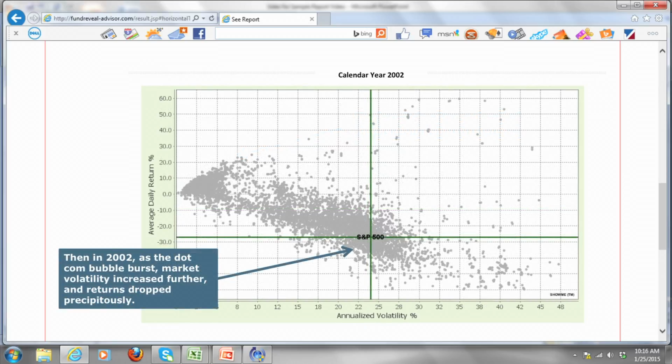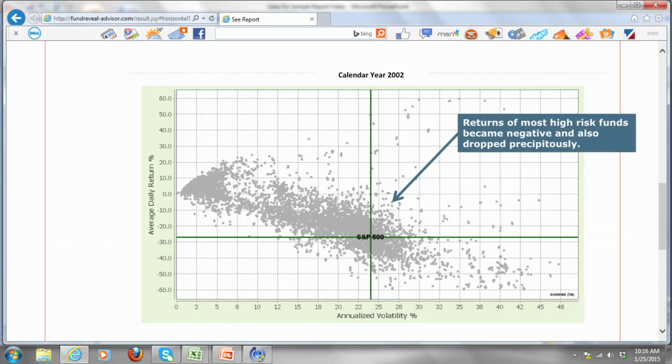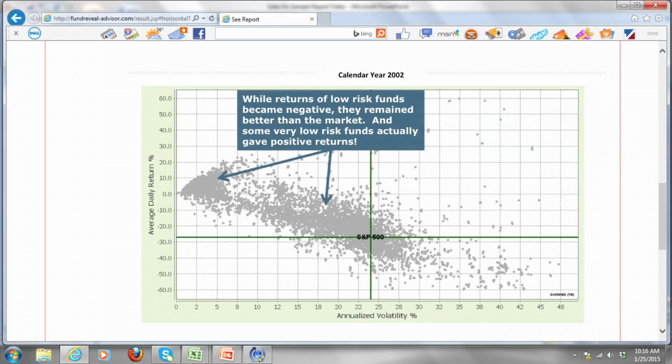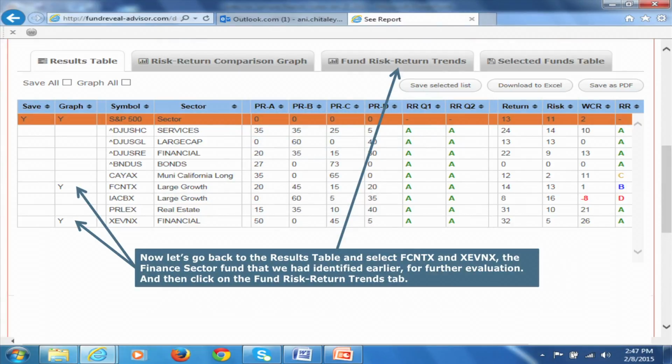Then, in 2002, as the dot-com bubble burst, market volatility increased further, and returns dropped precipitously. Returns of most high-risk funds became negative and also dropped precipitously. While returns of low-risk funds also became negative, they remained better than the market, and some very low-risk funds actually gave positive returns.